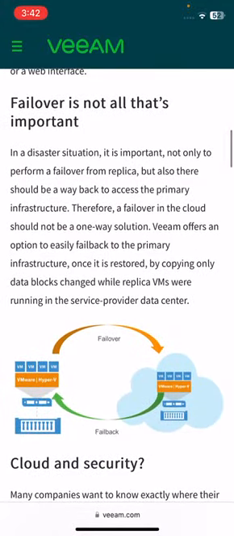Failover is not all that's important. In a disaster solution, it's important not only to perform a failover to a replica, but also there should be a way back to the primary infrastructure. Therefore, a failover in the cloud should not be a one-way solution. Veeam offers an option to easily fail back to the primary infrastructure once it is restored by copying only data blocks changed while the replica VMs were running in the service provider data center.